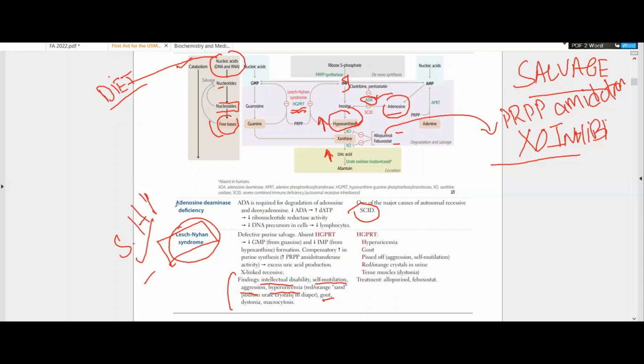In a case of adenosine deaminase deficiency, ADA is required for the degradation of adenosine and deoxyadenosine. So decreased ADA leads to increased deoxy-ATP. This leads to decreased ribonucleotide reductase activity and decreased DNA precursors, and leads to lymphocyte depletion. These two disorders are super high yield stuff from the USMLE point of view.